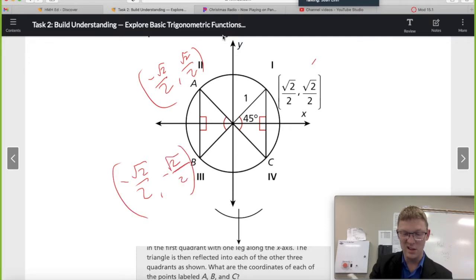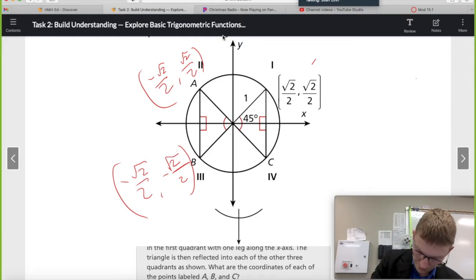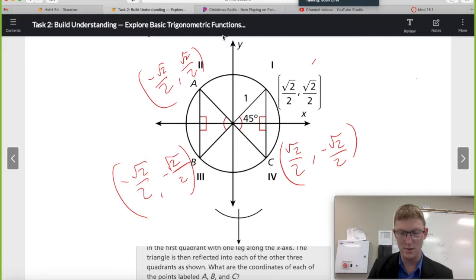So this one in C, in the fourth quadrant, we went to the right, which is positive along the x-axis. But we went down, which is a negative y-axis. Remember, don't get freaked out by these fractions. They're still just numbers. So they can be positive, negative, and they can still correspond to lengths.